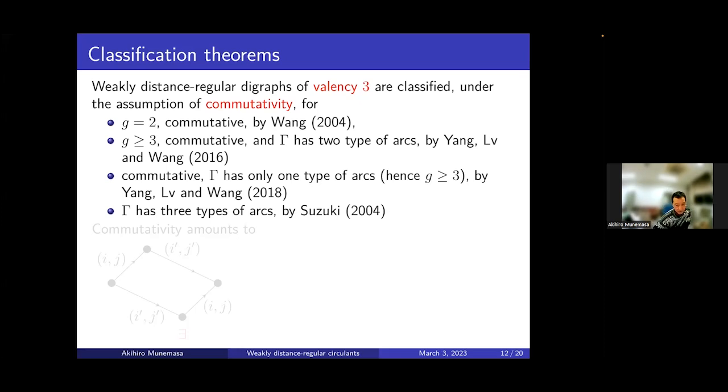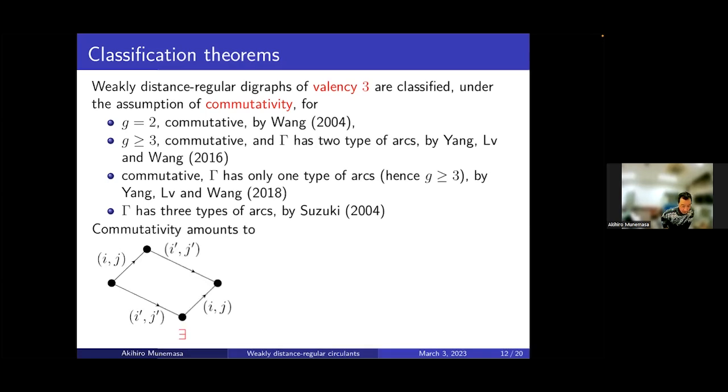So essentially, this is what is known about the smallest valency. Well, in fact, valency 2 predates this work, but it's already non-trivial to classify the weakly distance regular digraphs of valency 2, unlike the distance regular graph of valency 2, which is just a cycle.